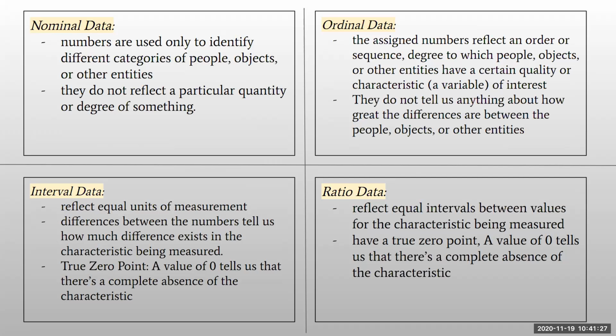Interval data reflect equal units of measurement. The difference between the numbers tells us how much difference exists in the characteristic being measured, but it has no true 0 point. Which means a value of 0 does not tell us that there's a complete absence of that characteristic. And ratio data reflects equal intervals between values for the characteristic being measured, and they also have a true 0 point.